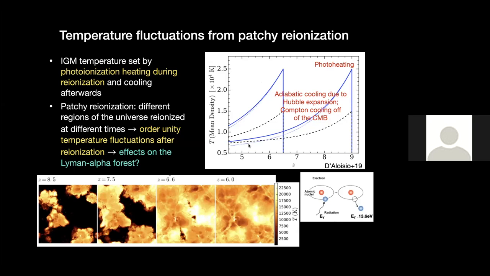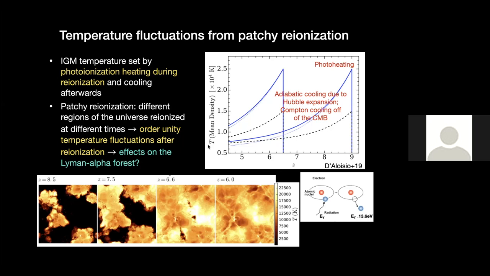This is showing the temperature of the IGM at mean density as a function of redshift. Let's imagine that the whole universe is suddenly ionized at redshift 9. The IGM will be fully heated all of a sudden to over 20,000 Kelvin. And then after the photoheating, the IGM is going to cool down, mainly because of adiabatic cooling due to Hubble expansion and constant cooling off of the CMB. This blue line you see here is what we call the IGM thermal history.